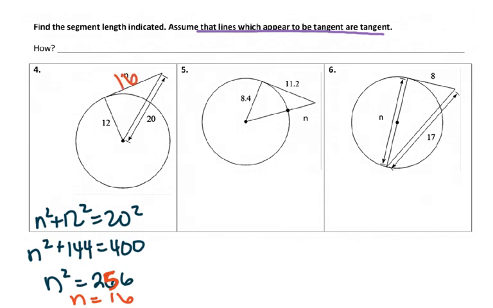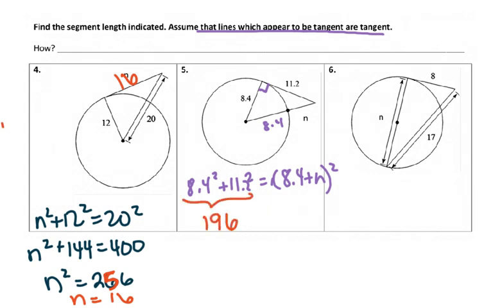Okay, number 5, we're going to say 8.4 squared plus 11.2 squared is equal to, this is 8.4 right here, 8.4 plus n squared. This is why we did the warm-up questions, because you're going to have to use your multiplying polynomials to do this. When you do the left-hand side, that's going to come out to be 196. On the other side, I'm going to leave it as 8.4 plus n quantity squared, and since I'm trying to solve for n, I need to get rid of that square right there.